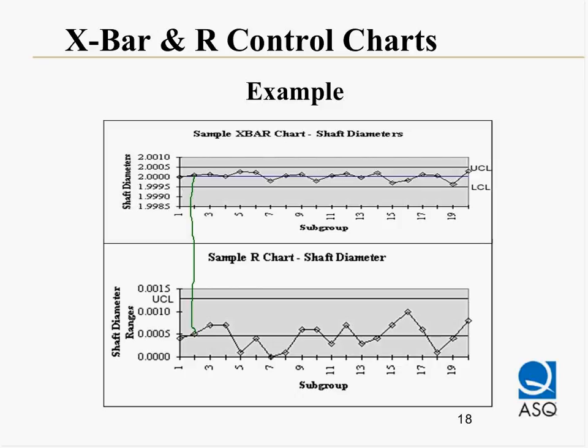In later years, a lot of people have moved from the R value to the S value, the standard deviation, because we now have considerably greater facility in calculating variation using the standard deviation than back in the days when the R chart was first devised.